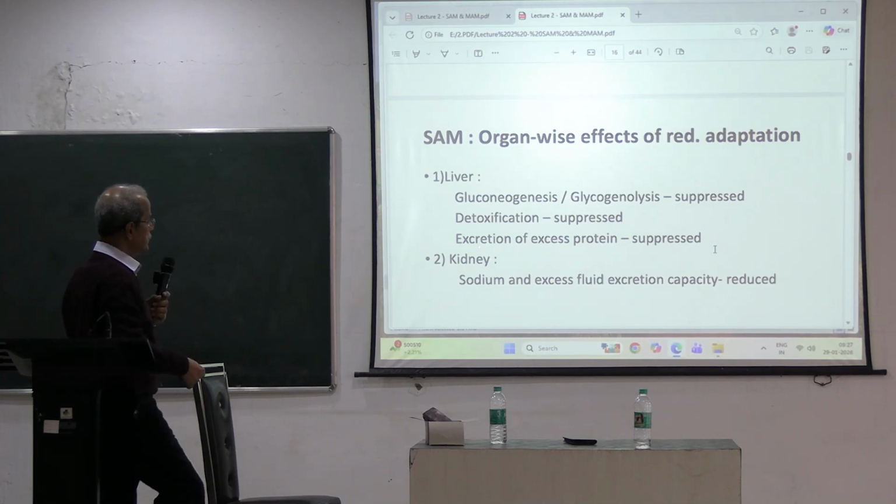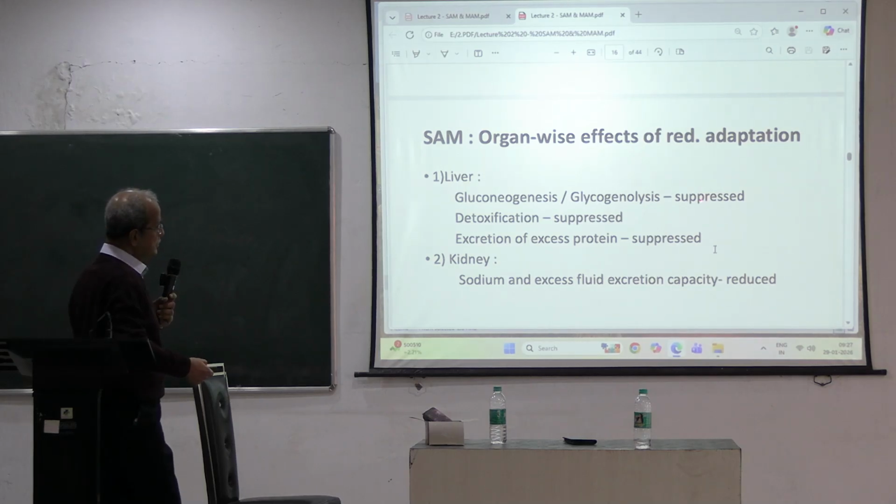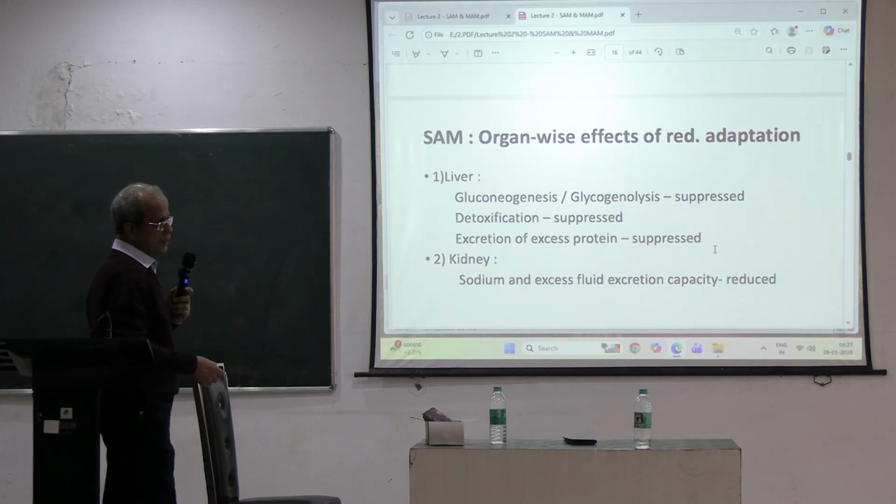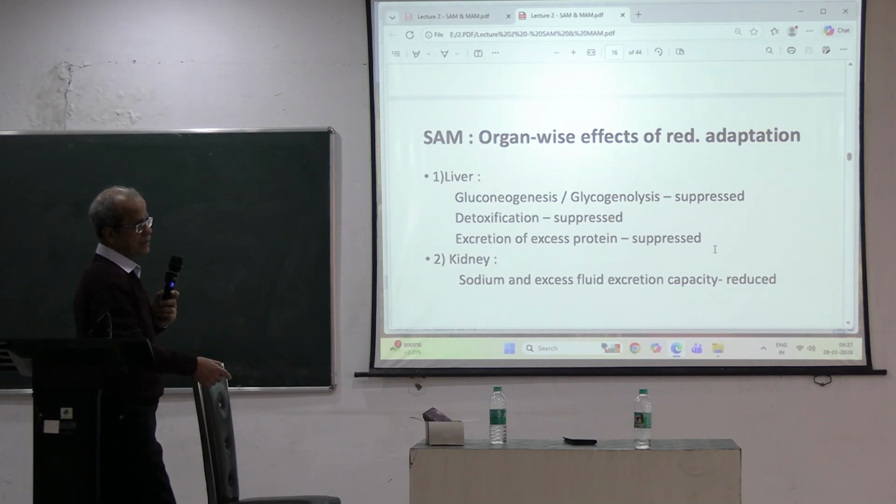First of all, come to the liver. Gluconeogenesis and glycogenolysis are suppressed. That means the liver's capacity to produce glucose is suppressed. So a very important thing in severe acute malnutrition is hypoglycemia. While treating cases of severe acute malnutrition, we shall see about that when we discuss the treatment. You should avoid fasting as much as possible, and particularly you should avoid nocturnal fasting.